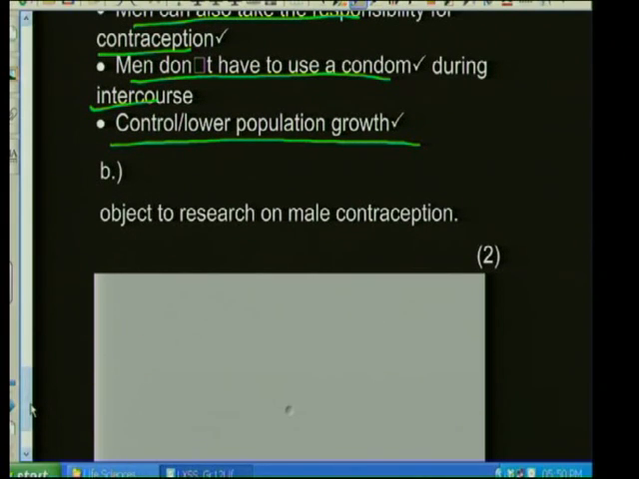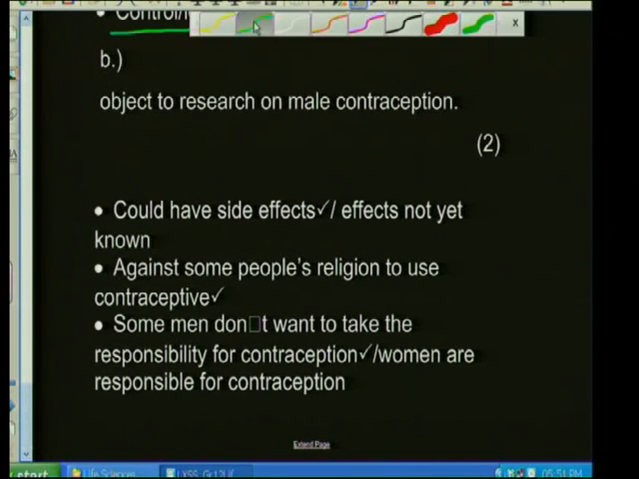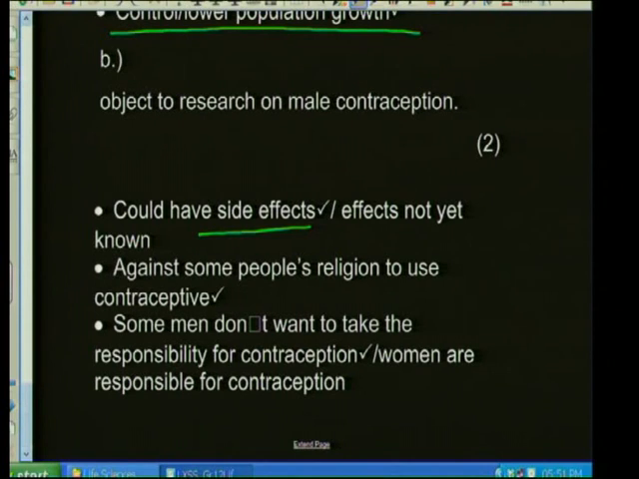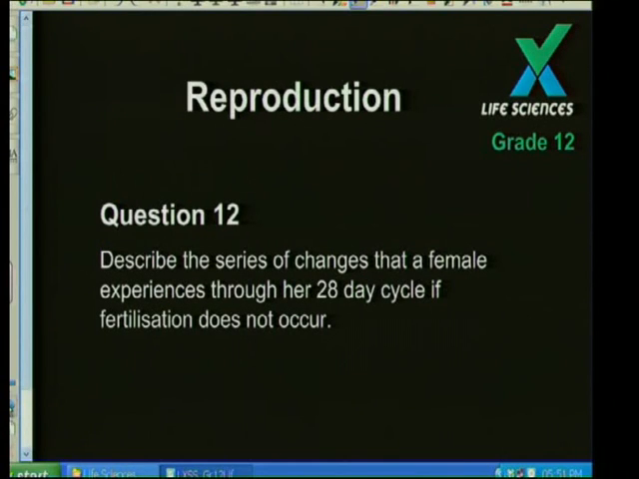And B, object to the research. Why would you object to this? One is, we don't know whether this thing has side effects, or the effects are not yet known, or it may be against people's religion for contraception. Some men don't want to take the responsibility for contraception. Or you could say women are responsible for contraception. Those are all acceptable answers. That brings us to question 12.